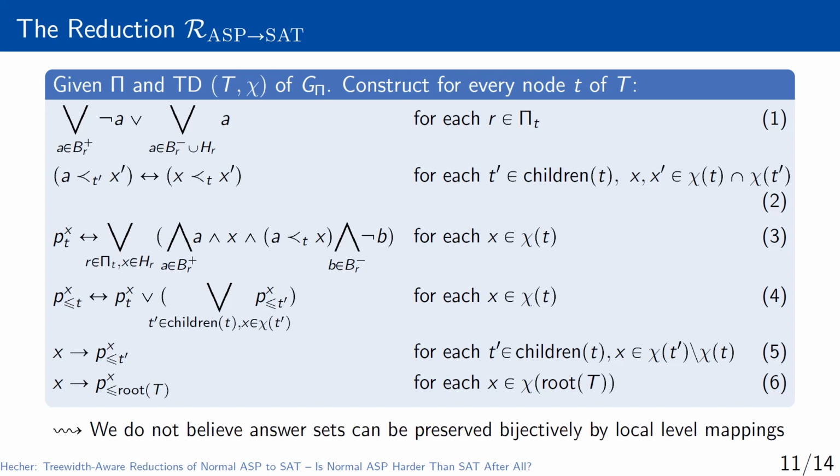However, we do not think that this approach of local level mappings can be generalized such that the answer sets are bijectively preserved. The reason for this belief is that in general it's very hard, given the local relative level mappings, to enforce a unique order.